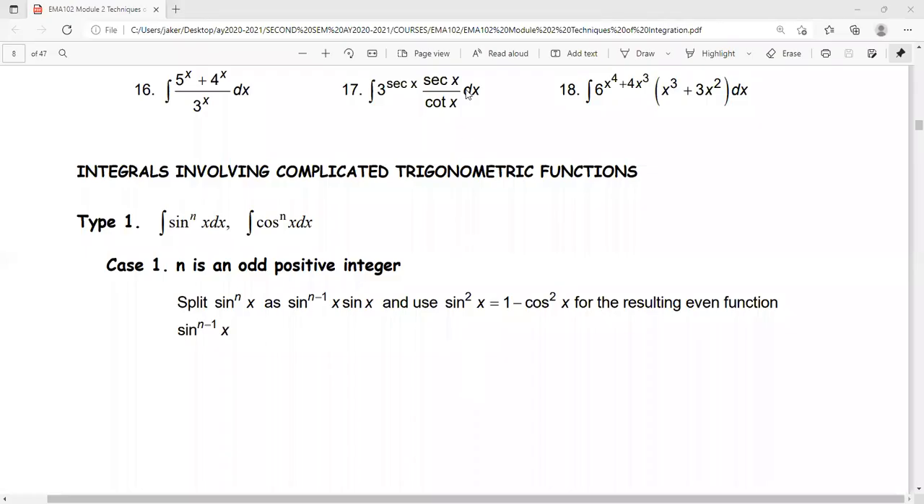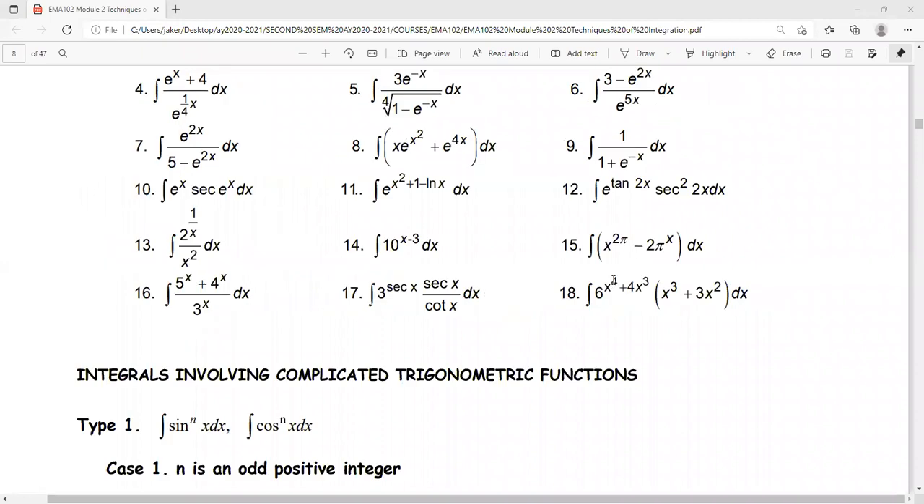So allow me to share my screen. What you can see, class, is the exact PDF copy of Module 2.